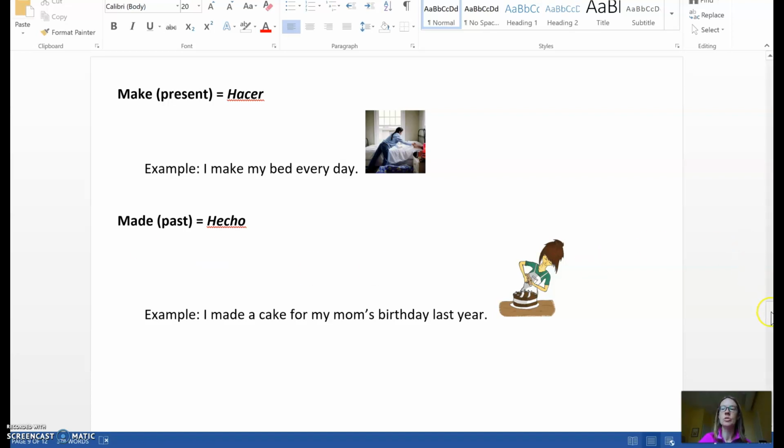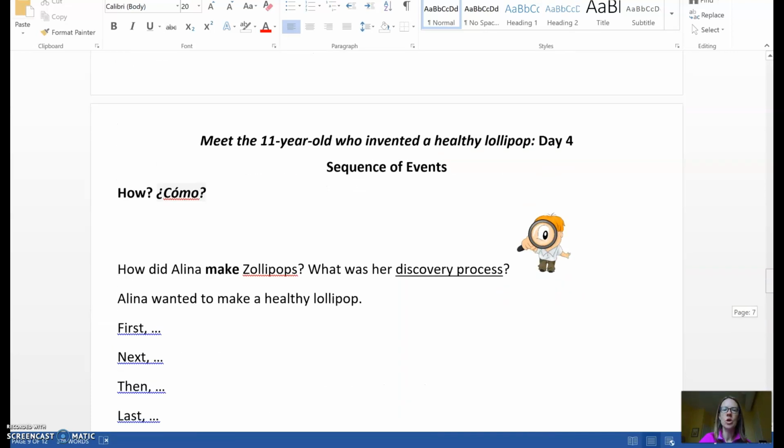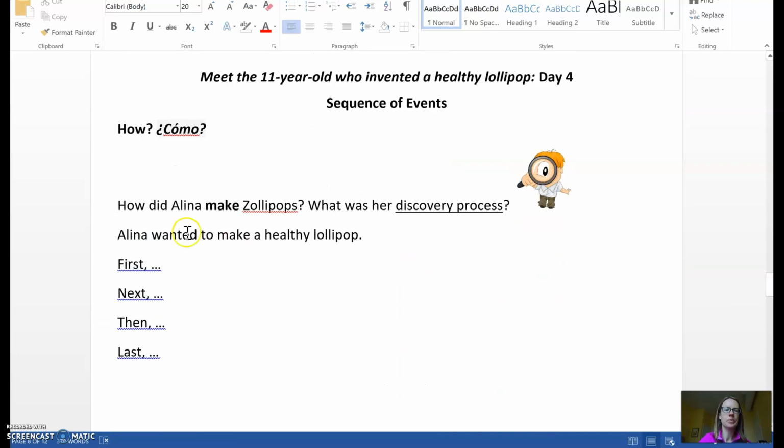Okay, so today, as we read, we are going to think, how did Alina make lollipops? We will use our sequence of events words that we've done before at school. Say them with me. First, next, then, last. One more time. First, next, then, last. As we read today, think, how did Alina make lollipops?